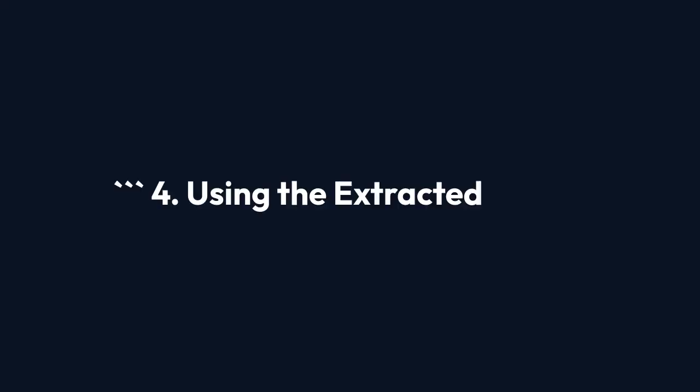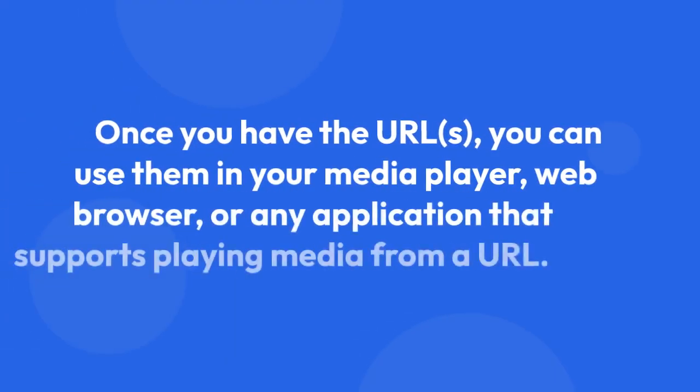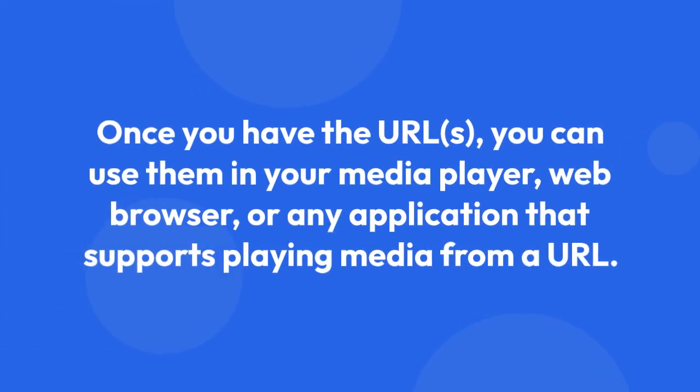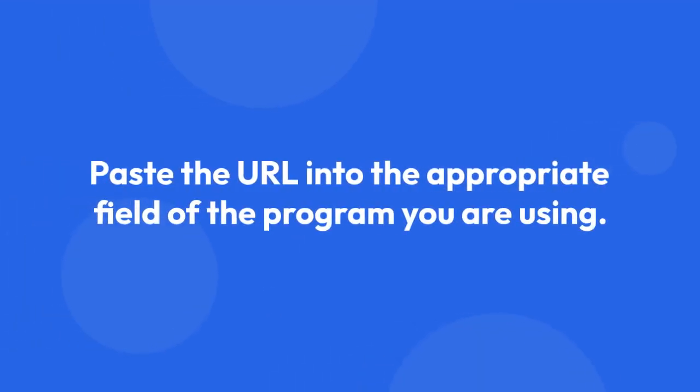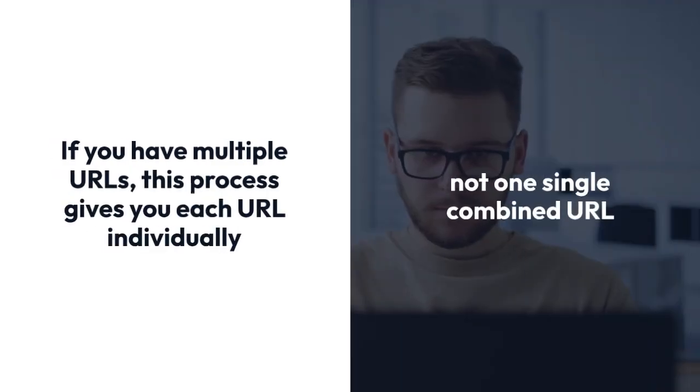4. Using the extracted URLs. Once you have the URLs, you can use them in your media player, web browser, or any application that supports playing media from a URL. Paste the URL into the appropriate field of the program you are using. Remember, if you have multiple URLs, this process gives you each URL individually, not one single combined URL.